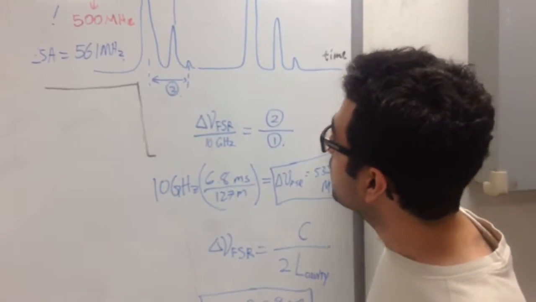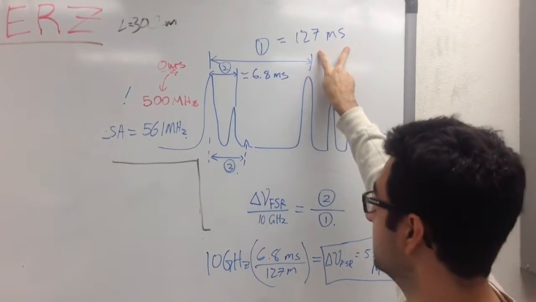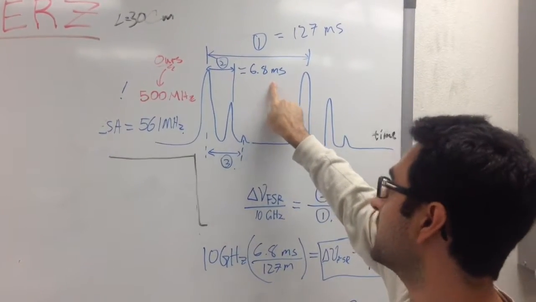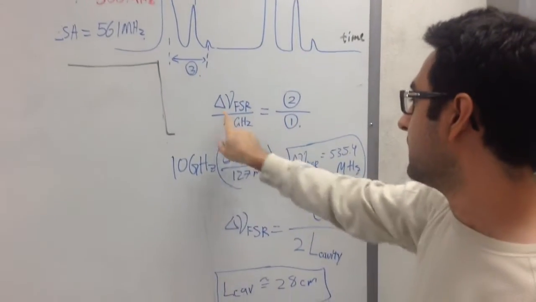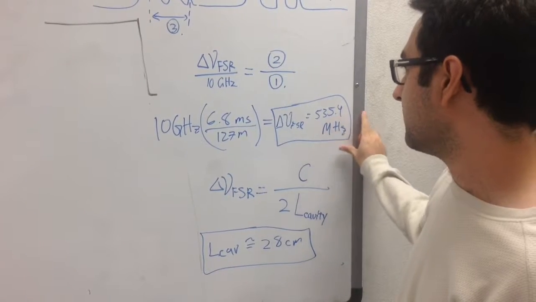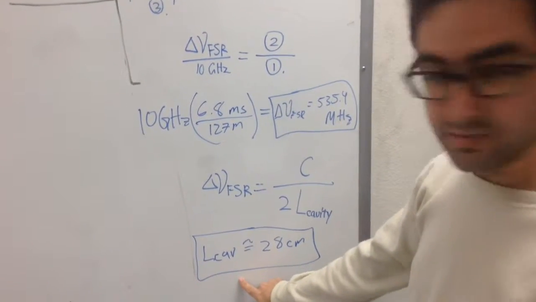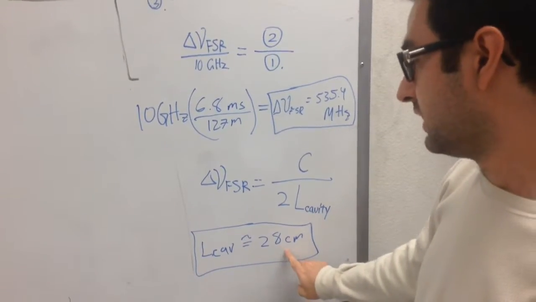Using the oscilloscope we measured this spacing, number 1, to be 127 milliseconds and the second spacing to be 6.8 milliseconds. Using that data we were able to calculate a value for the delta nu, which we found to be 535.4 megahertz. From that we were able to estimate the length of the cavity of the laser, and we estimated that to be 28 centimeters.